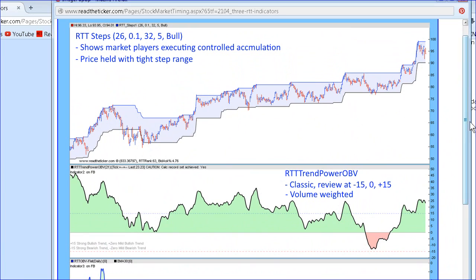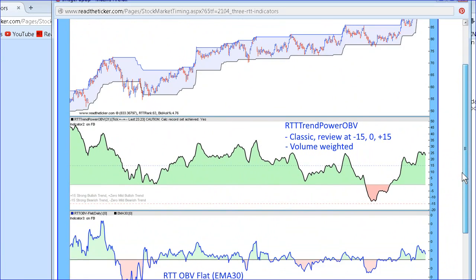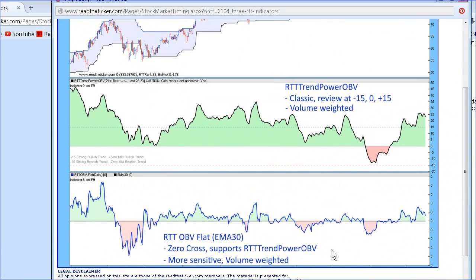with understanding price action and Richard Wyckoff logic, with accumulation, markup, stepping stones, and distribution. The indicator down the bottom is called RTT OBV flat. An EMA between 30 and 50 is attractive. Best used with RTT Trend Power OBV.